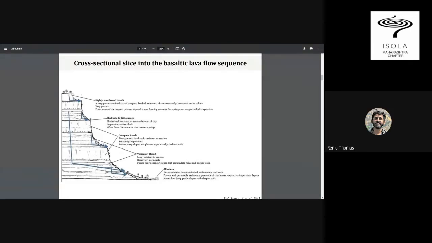There is a unit between different flow units, which is called a red bole, which is basically a paleosoil sometimes. And these different rock types actually define how water sometimes enters or sometimes discharges. Because they're impervious, the water will move outside the landscape by coming out as springs or coming out as a stream, joining the stream. So this is basically a cross-section of a basaltic flow sequence in Deccan basalt. If you move to the next slide.